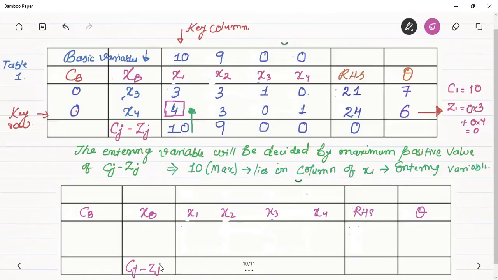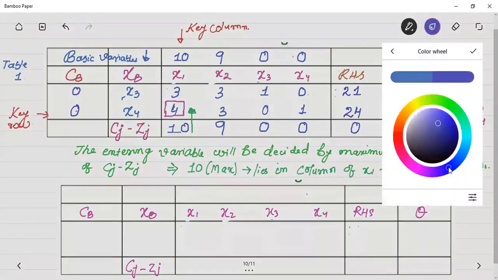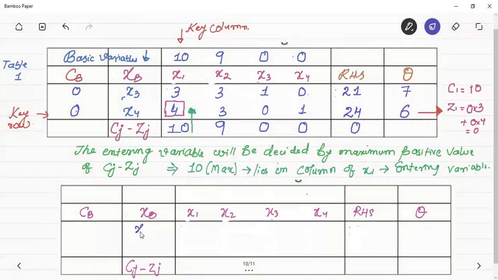Cj minus Zj. Okay, see here in the first table the basic variables were x3 and x4. Therefore x3 will remain as the basic variable. Okay, x3 will still remain as the basic variable. Therefore I will write that. Who replaced it just now? x1 replaced x4, therefore x3 will still be the basic variable. I will write it here. X3 is still the basic variable and x4 has been replaced by x1, therefore x1 will be the new basic variable. Okay, it will be the new basic variable.